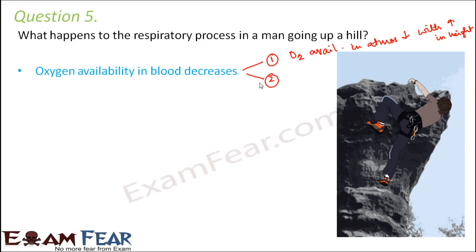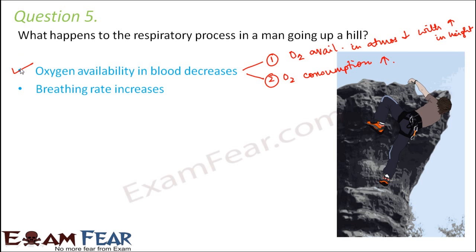As a result, the respiration rate increases. The oxygen consumption by the body also increases. So oxygen consumption in the body increases while climbing. Right? So these two things together result in the decrease in oxygen availability in blood. One is outside, oxygen availability decreases with height. Secondly, inside, the oxygen consumption increases due to more energy being required to climb. As a result, inside the body, the need of oxygen increases, and outside the body, the availability of oxygen decreases. So both these things together result in less oxygen availability in the blood.